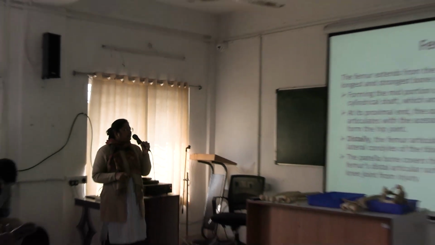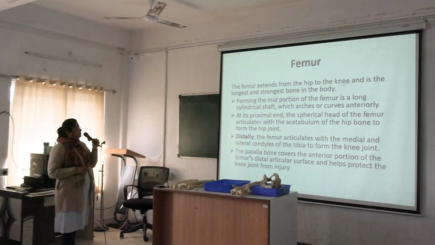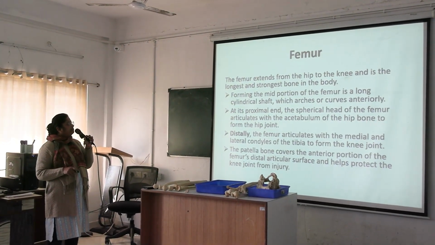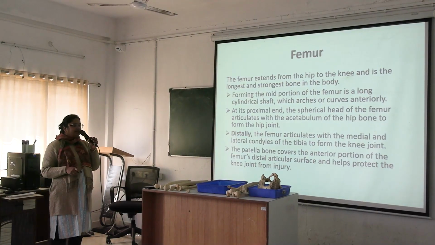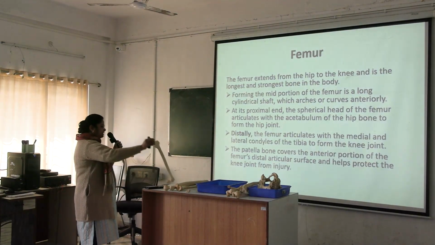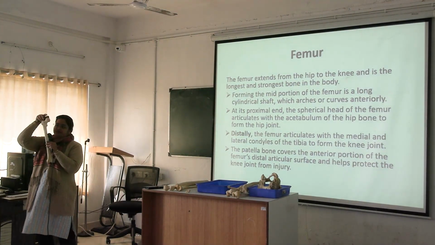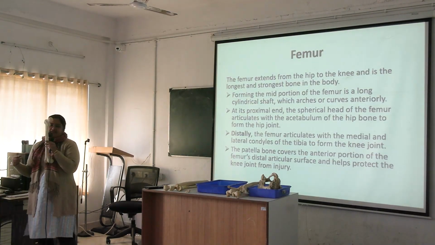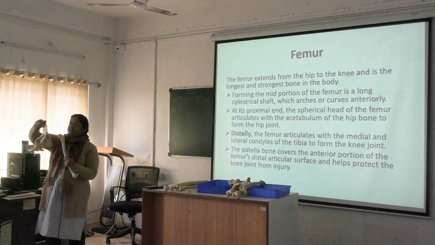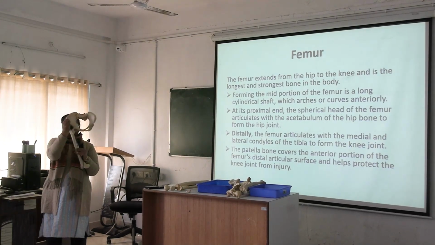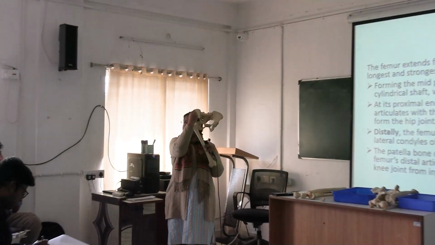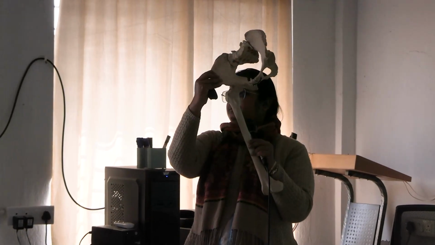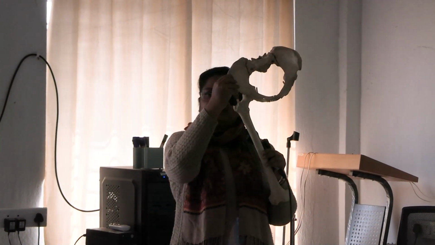At the proximal end, the spherical head of the femur articulates with the acetabulum of the hip bone to form the hip joint. So this part is the articular head of the femur. Okay, it articulates with the acetabulum to form the hip joint. This is the pelvis. Okay, this is the acetabular cavity. So the head of the femur will articulate like this with the acetabular cavity to form the hip joint.